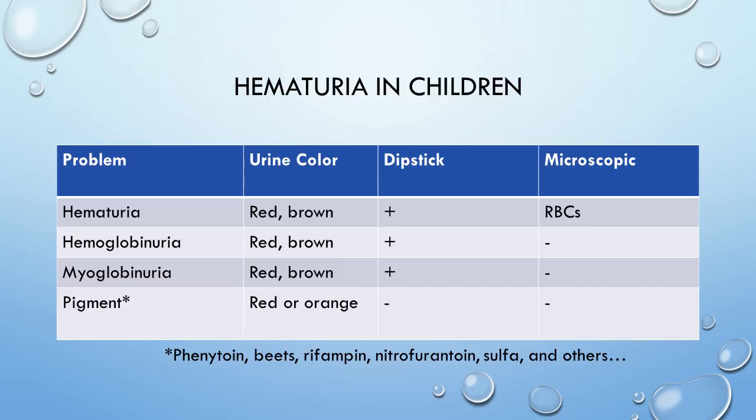So here's a chart showing hematuria in kids. It could be hematuria itself, meaning blood in the urine, red blood cells, which we'll see on microscopic slide. Could be due to hemoglobin, could be due to myoglobin, or it could be due to a pigment. The pigment may be found in different medications like phenytoin, rifampin, nitrofurantoin, or it could be due to beets or other dyes in certain foods.